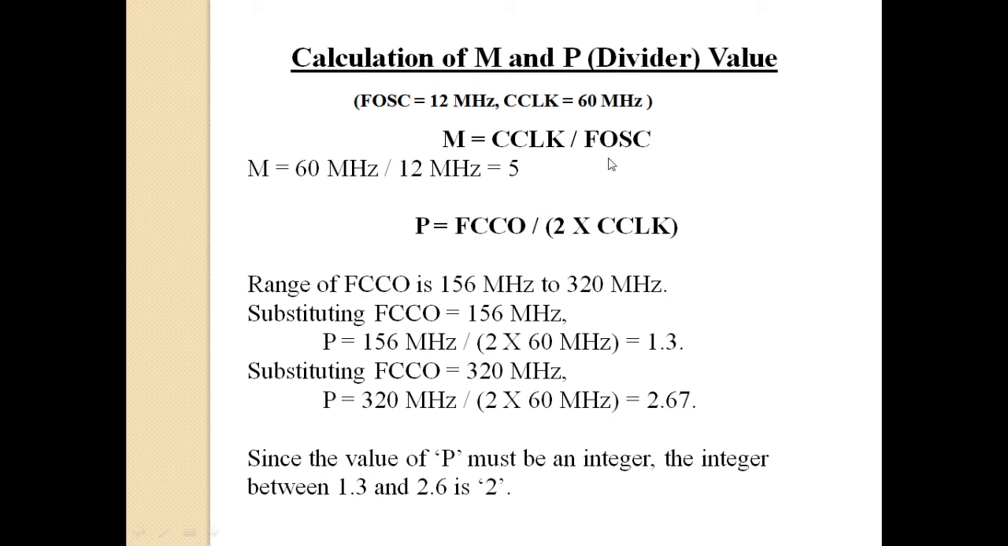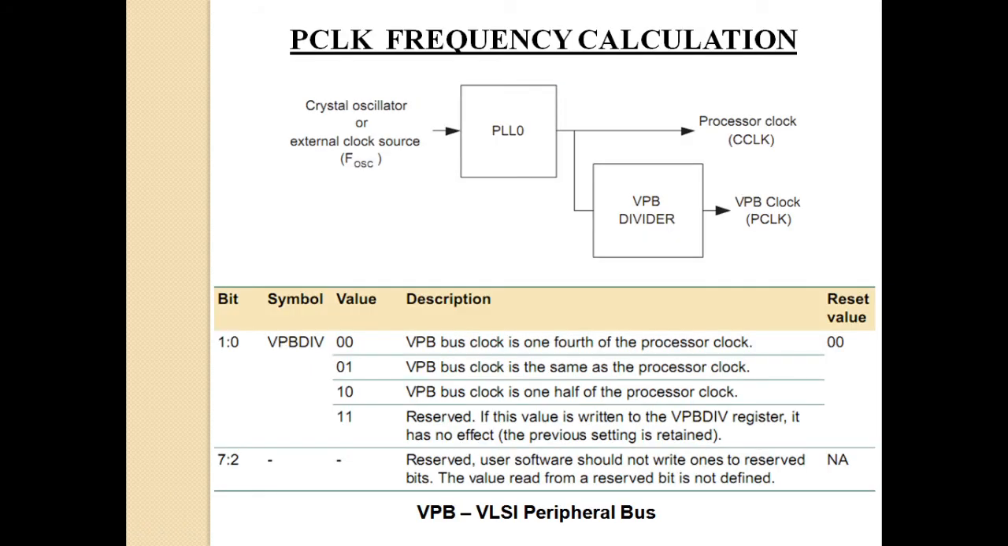M should be 5. So M I got as 5. P also should be an integer, and it should be within 2.6 and 1.3. There is only one integer between 2.6 and 1.3. What is that? It is 2. So if you want to get CCLK as 60 megahertz by connecting a 12 megahertz crystal oscillator, the value of M should be 5, and the value of P should be 2. This is how you configure the PLL 0.